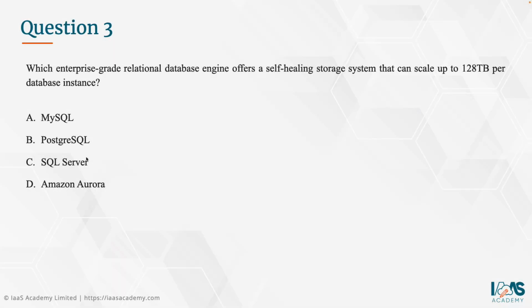Okay, so question number 3 is, which enterprise-grade relational database engine offers a self-healing storage system that can scale up to 128 terabytes per database instance? Now, this is a sort of question where you do need to remember certain parameters and features. So specifically, it offers a self-healing storage system, which means that the underlying storage that's provided for the database can self-heal. And you're being told that it can scale up to 128 terabytes of data per database instance.